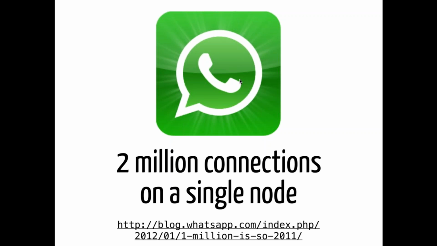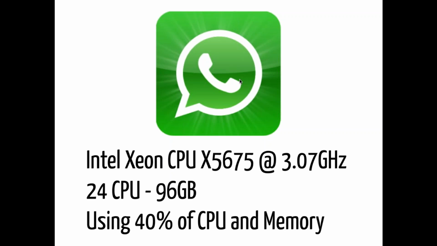So what this means is that you have 2 million devices, like mobile phones, connected to a single machine. And then when someone sends a message, it broadcasts to the people that care about it on that machine and throughout the whole cluster. And you can see, if you go to this article in particular that I'm showing here, they're using a quite powerful machine. It's a machine with 24 cores, 96 gigabytes of RAM, okay? But even so, they were using only 40% of CPU and memory.